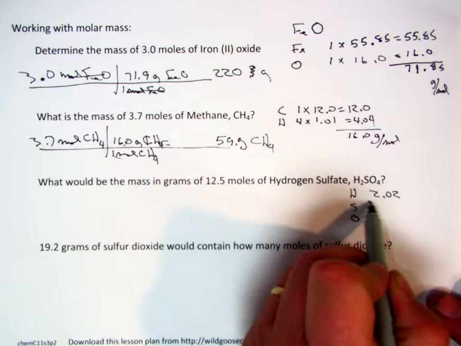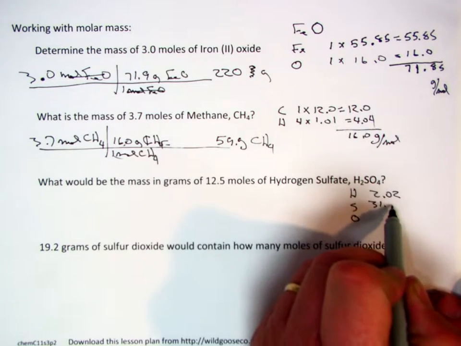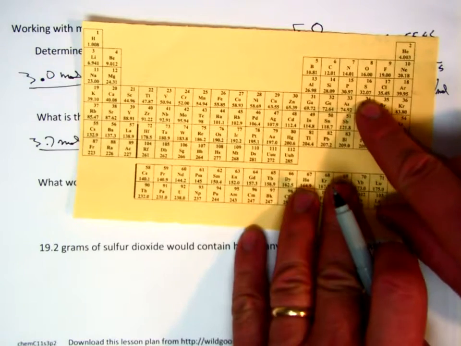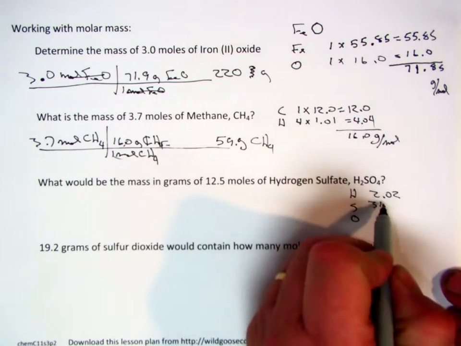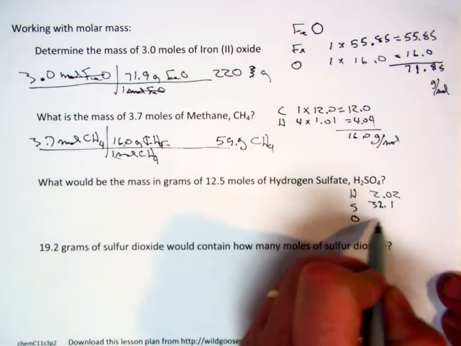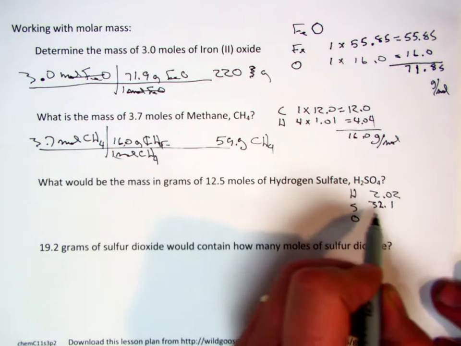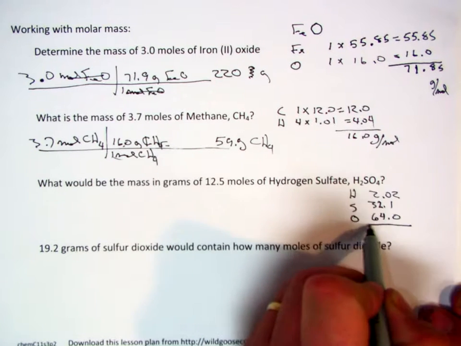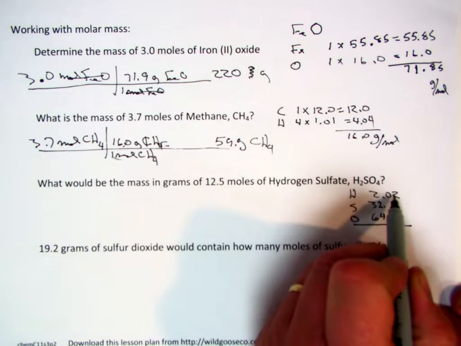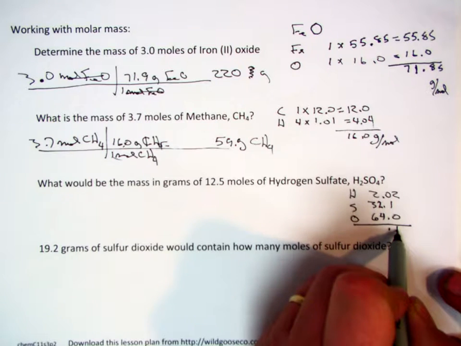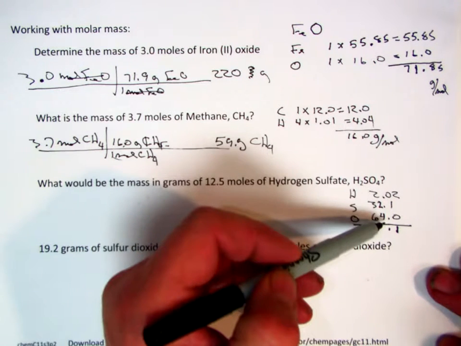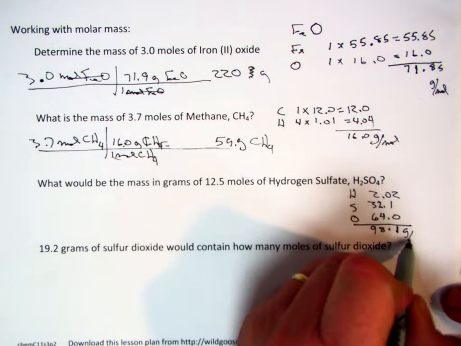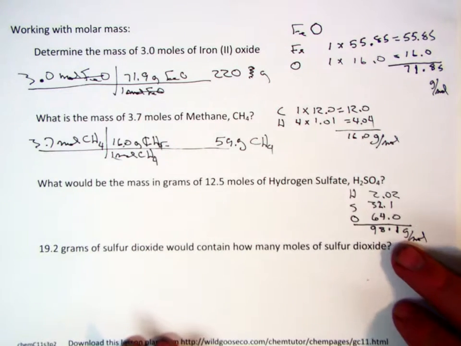2.02. I'm doing this one now in my head. 31 point... I better double check my mass of sulfur. 32.1, sorry. 32.1. And oxygen, 16 times 4 is going to be 64.0. I add those together, ignoring the 0.02 because it's irrelevant here, and you end up with 98.1 grams per mole for this substance right here, H2SO4.